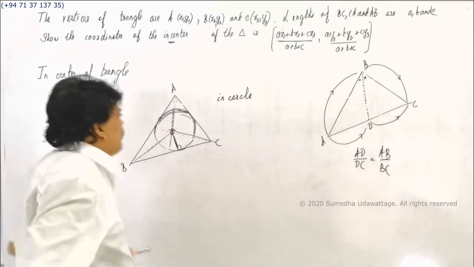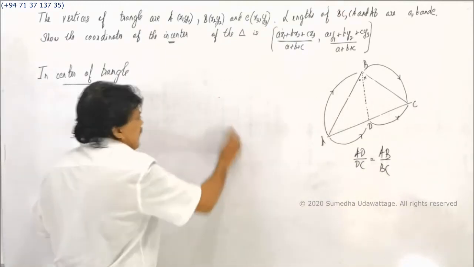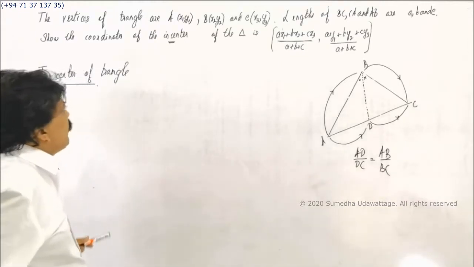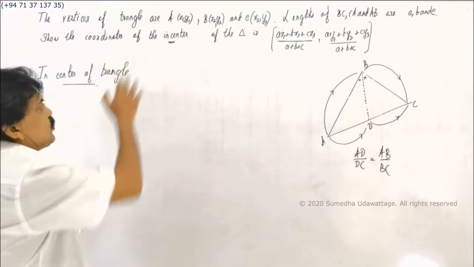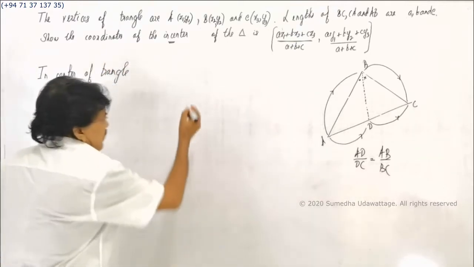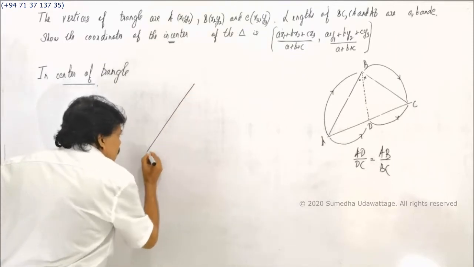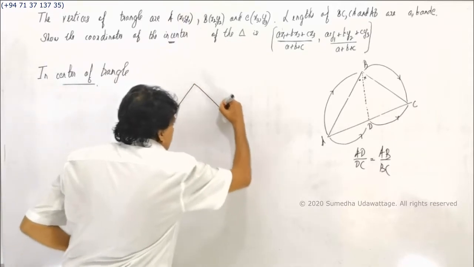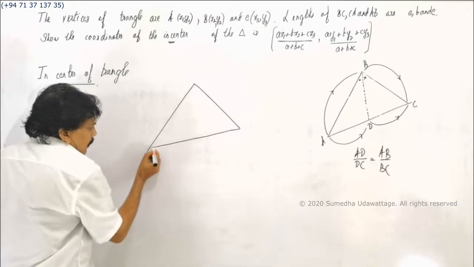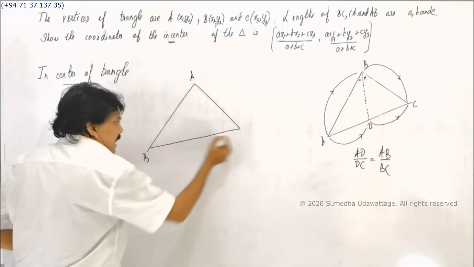Remembering all this, I'll go into the question. The question says the vertices of a triangle are A (x1, y1), B (x2, y2), C (x3, y3). I would take the triangle to be as such. Let it be A, B, and C.